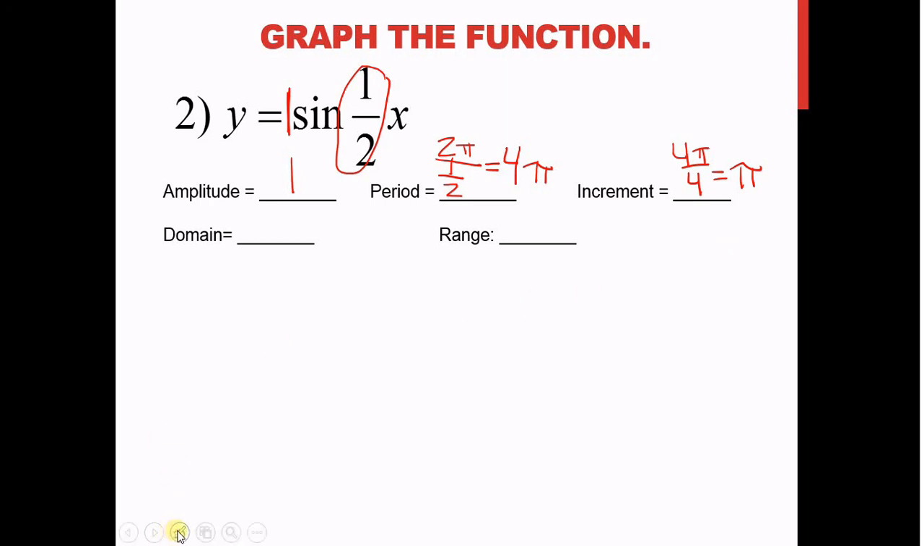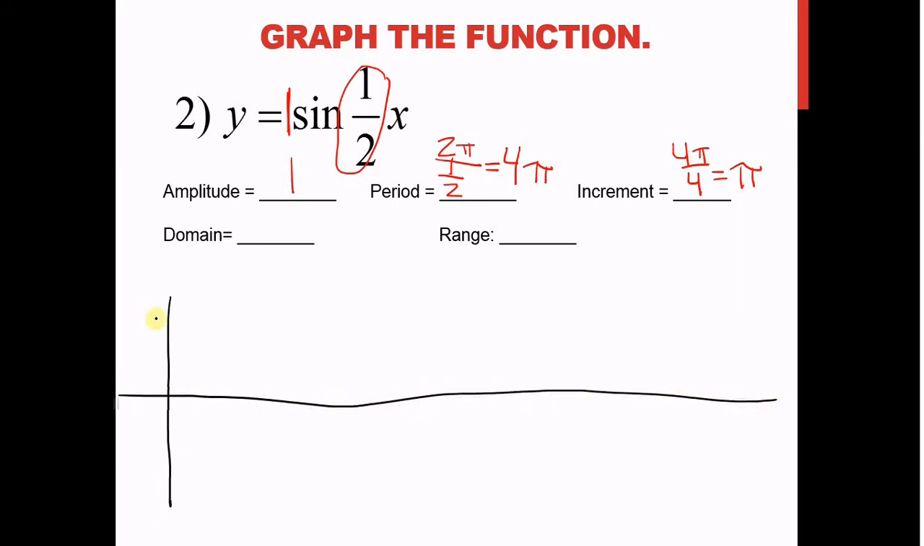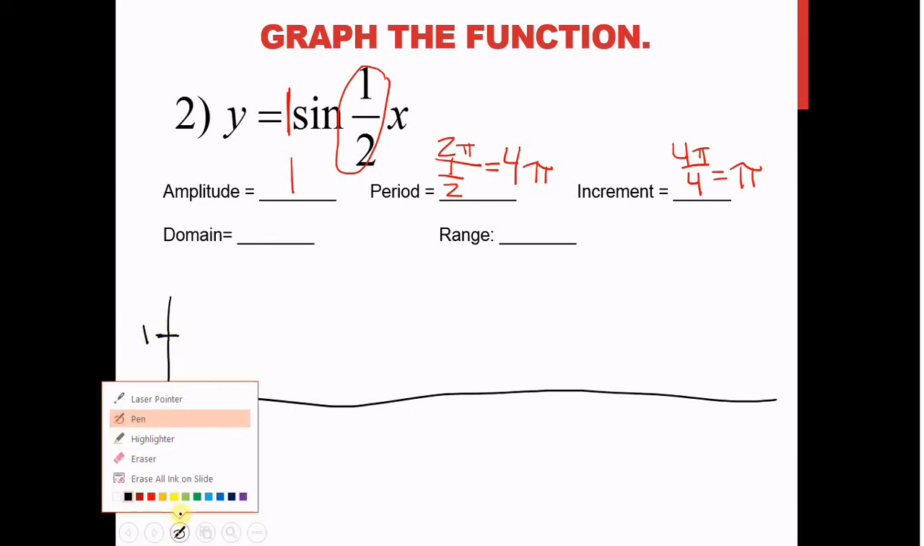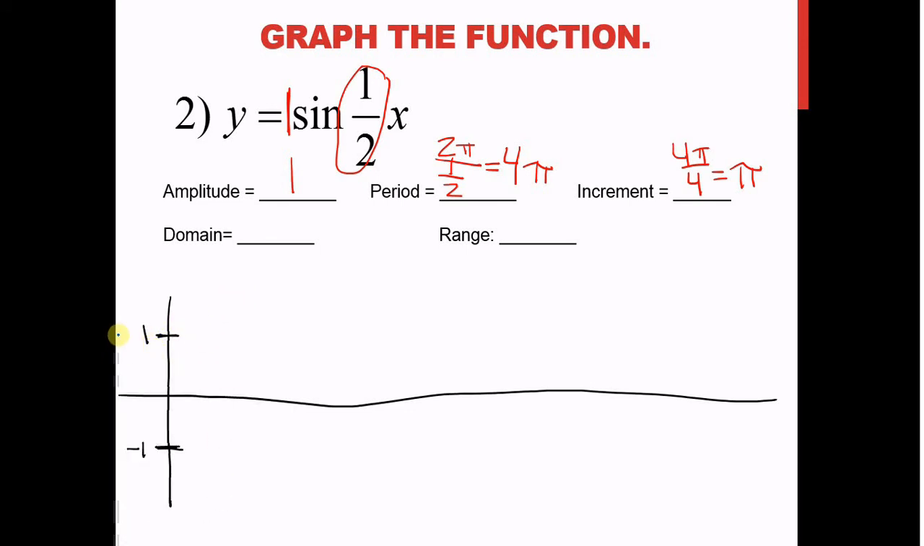So let's go ahead and start graphing our graph here. There we go. Okay. Let's put in my amplitudes. Right here is a -1. Right here is going to be my +1. Just like last time, pick my blue to draw in my amplitude here. That way I know what not to cross.